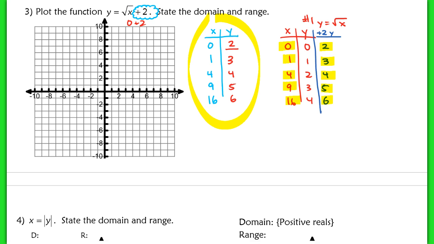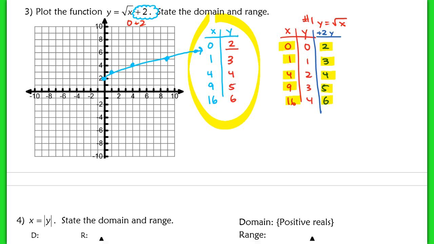So now you have two different methods for being able to plot that square root function. You can either rely on transformations or you can come up with your own table of values. It's really what you decide, whatever you think you're quicker at, it's up to you. So I'm going to go ahead and plot. We have 0, 2, then 1, 3, 4, 4, 9, 5, and 16, 6 is off the graph, so somewhere like right here. Okay, so there's my square root function.